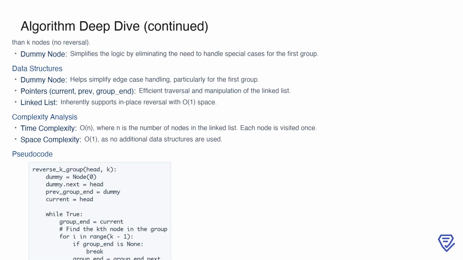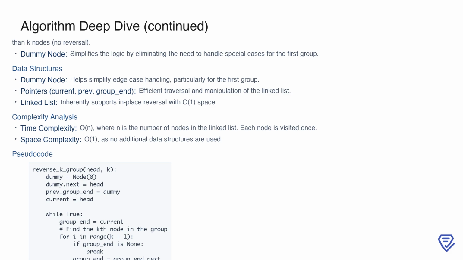After reversing the group, we reconnect it to the rest of the list. The start of the reversed group, which is now the kth node, is linked to the end of the previous group using prev_group_end.next. The original start of the group, now the end of the reversed group, is connected to next_group. Then, prev_group_end is updated to point to the end of the newly reversed group, and the current pointer is moved to the start of the next group. This process repeats for each group of k nodes.